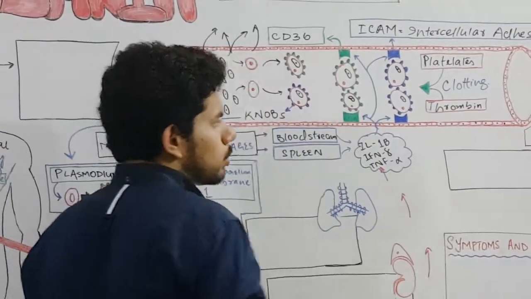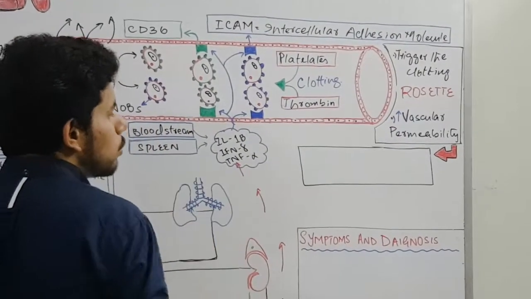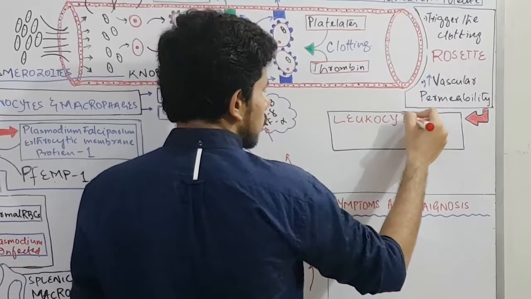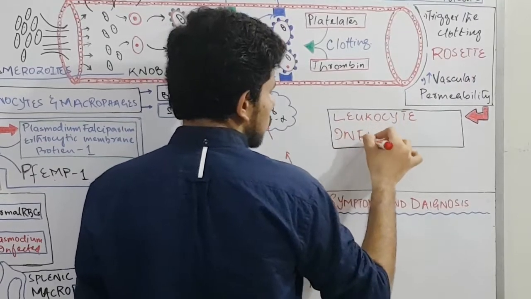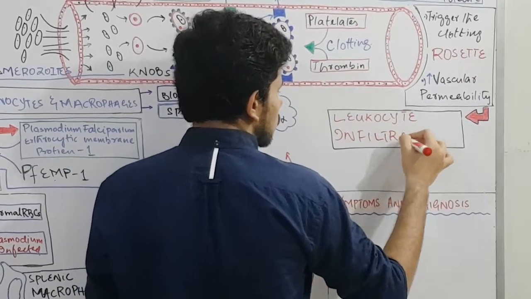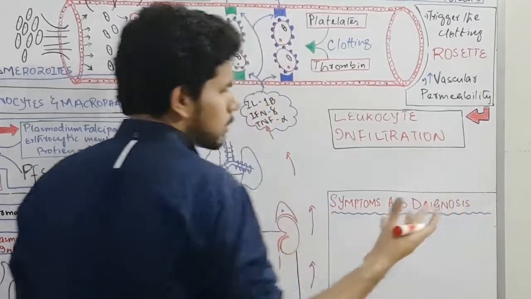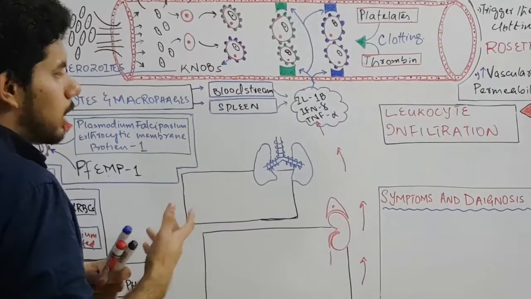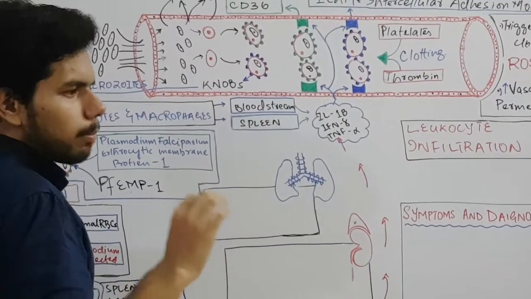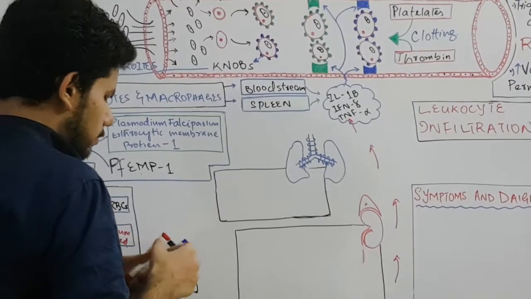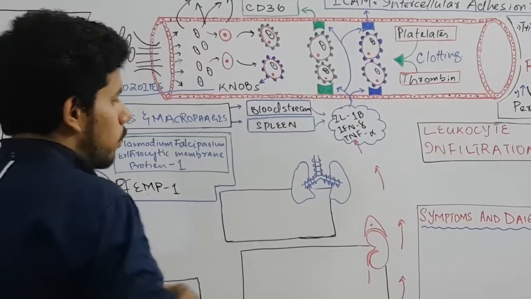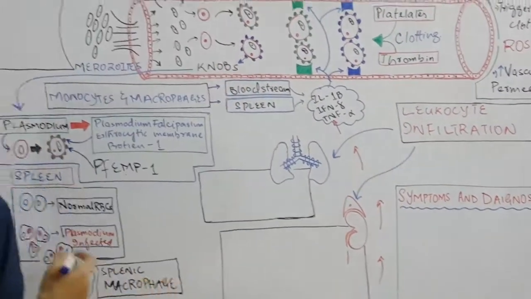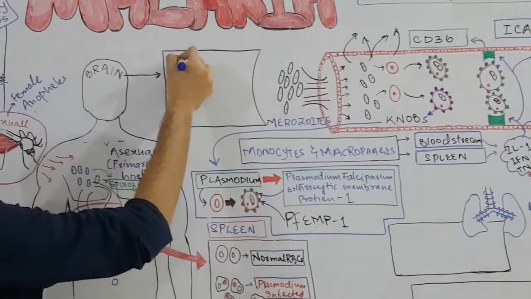disastrous changes. So this vascular permeability induces the leukocyte infiltration. What are leukocytes? Leukocytes are simply WBCs. So due to this leukocyte infiltration, many systems of your body are infected, or you can say are damaged, in which your pulmonary system is involved, in which your renal system is involved, or in which your brain is involved.